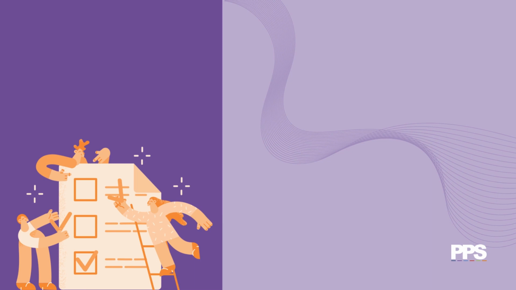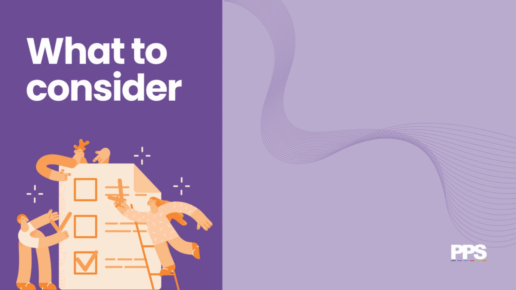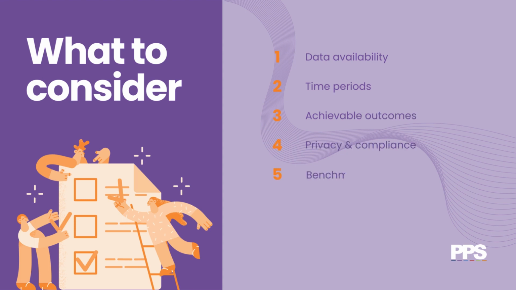When choosing your KPIs, there are quite a few elements that need to be taken into consideration. It's unfortunately not quite as simple as just choosing a set of metrics. Some of the things that you'll need to consider include data availability, time periods, achievable outcomes, privacy and compliance, benchmarking, balance, and long-term perspective. Let's have a look at what each one of these means for you in a bit more depth.